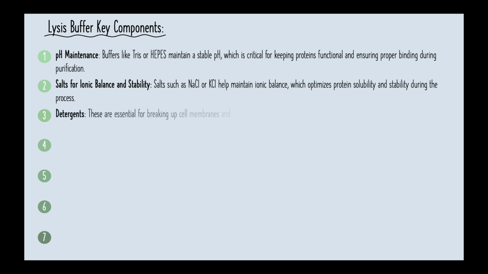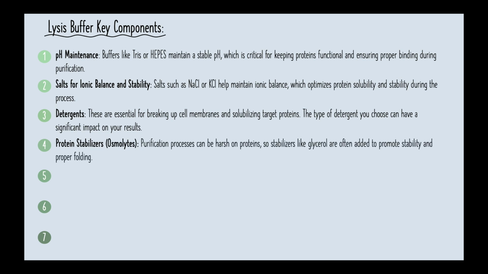Third, you've got detergents. These are essential for breaking up cell membranes and solubilizing target proteins. The type of detergent you choose can have a significant impact on your results. Fourth, you've got protein stabilizers or osmolytes. Purification processes can be harsh on proteins, so stabilizers like glycerol are often added to promote stability and proper folding.